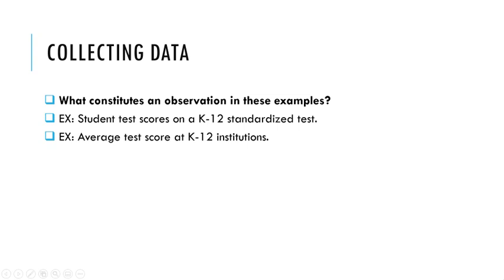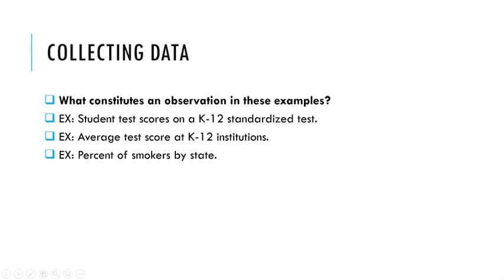But what if instead we have data on the average test scores at K-12 institutions? Well, it's similar data in the sense that it's on these standardized tests, but instead we have an average test score across institutions. Do you agree that in this case, an observation is going to be an institution, like a school? So it might be that we have a whole set of elementary, middle, and high schools, and we have their averages. Please understand, with this example, an entity is no longer an individual student.